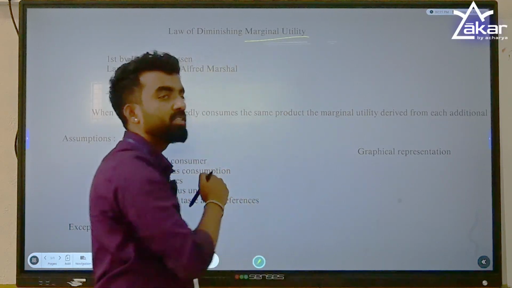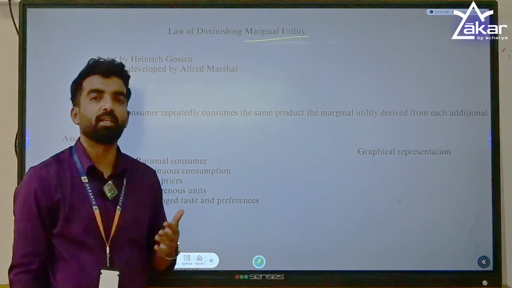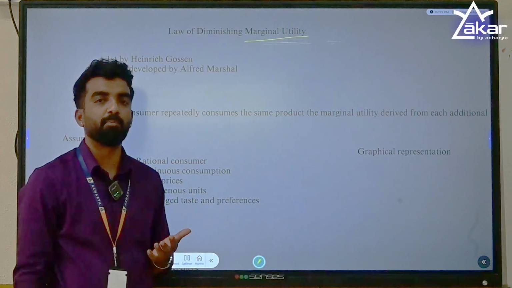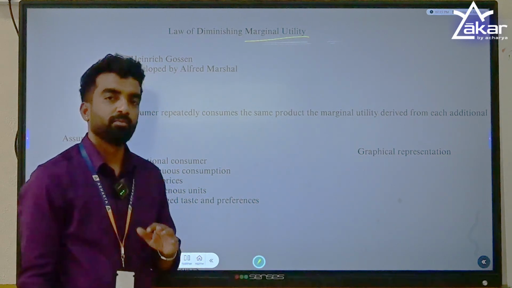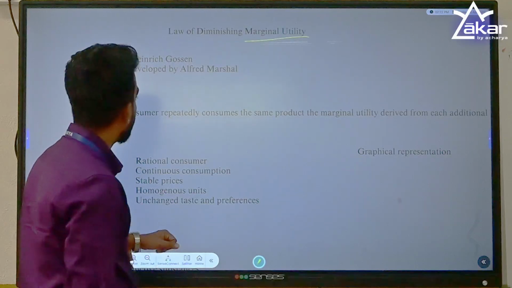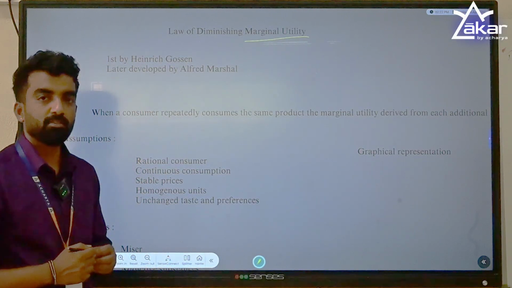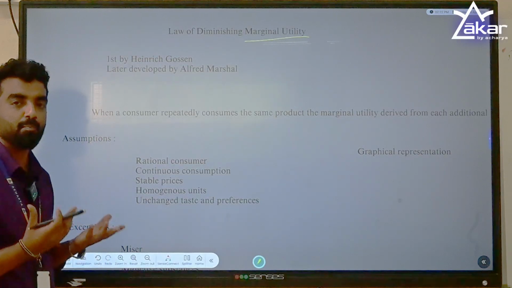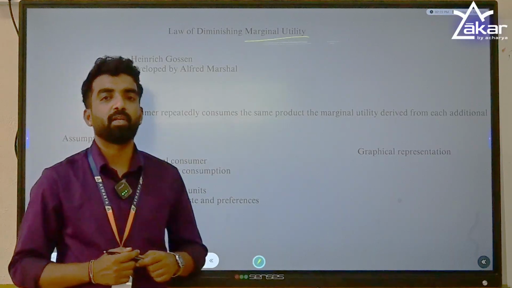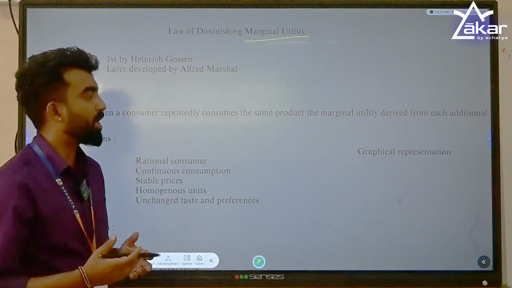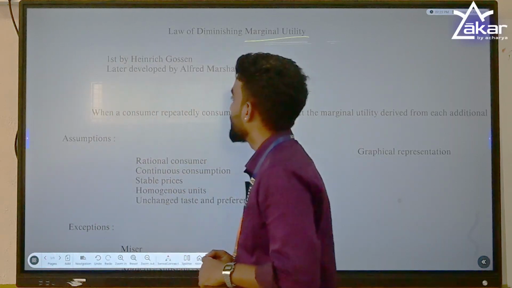So the law of diminishing marginal utility says that as you keep on consuming the same commodity repeatedly, again and again, without any time gap, what happens to the marginal utility? It starts falling down. This law was first developed by Heinrich Gossen, a German economist, and then it was later completely developed by Alfred Marshall, who is also called the father of scientific economics. He came up with the law of demand and supply and the law of diminishing marginal utility. These are his important works, right?